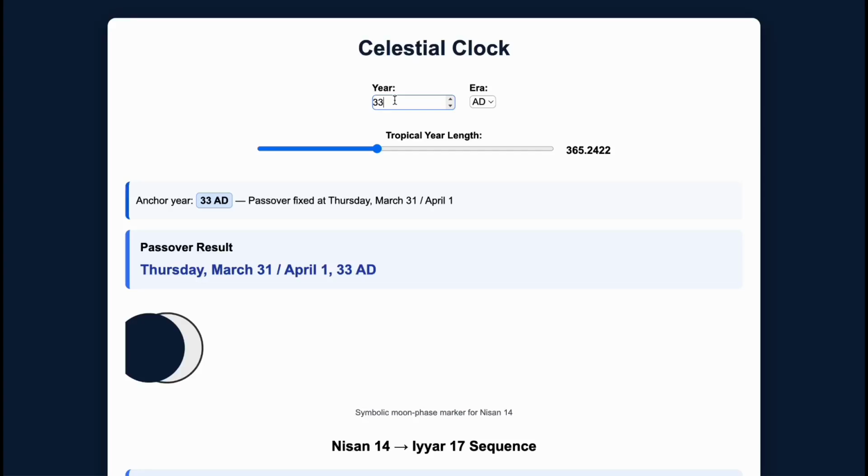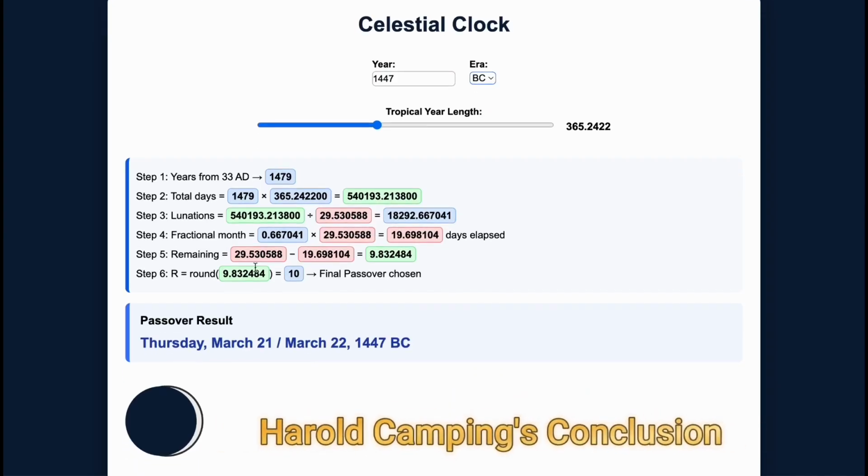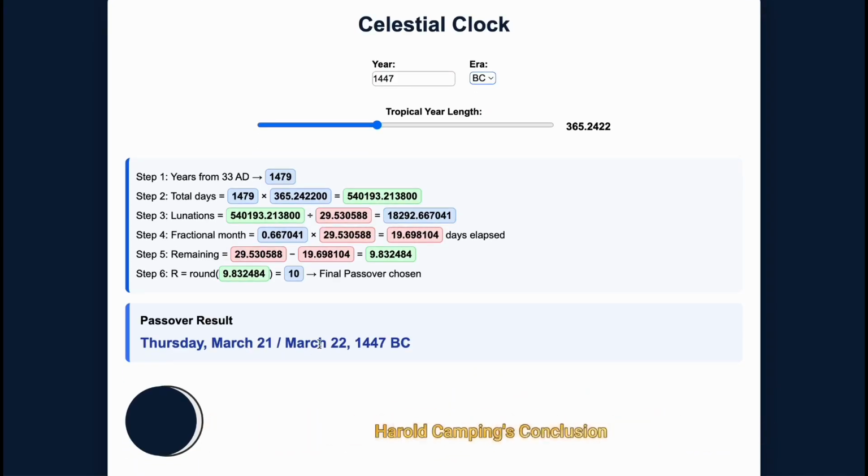Alright, this is part 2 of the celestial clock, and today we're going to do something a little bit different, and that is we're going to look at the date of 1447 BC. 1447 BC, and he had it at March 21st, Thursday, March 21st / March 22nd of 1447 BC.